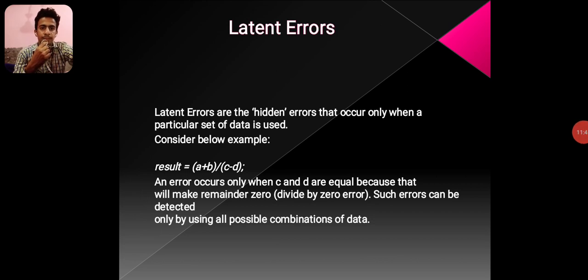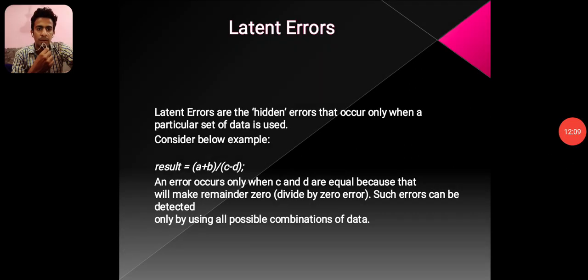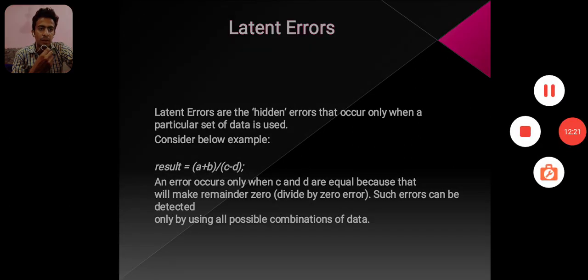Latent errors. Latent errors are hidden errors that occur only when a particular set of data is used. Consider the example: result is equal to a plus b divided by c minus d. An error occurs only when c and d are equal, because the denominator will be 0 (divide by 0 error). Such errors can be detected only by using all possible combinations of data.